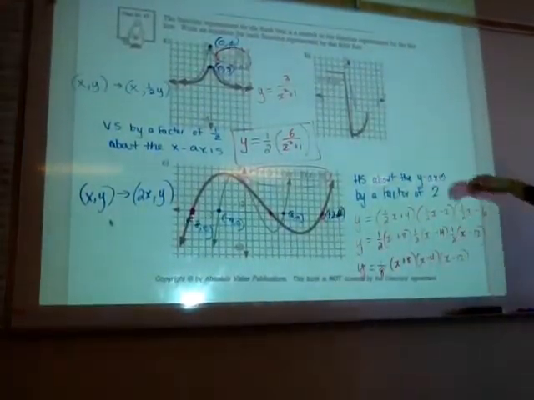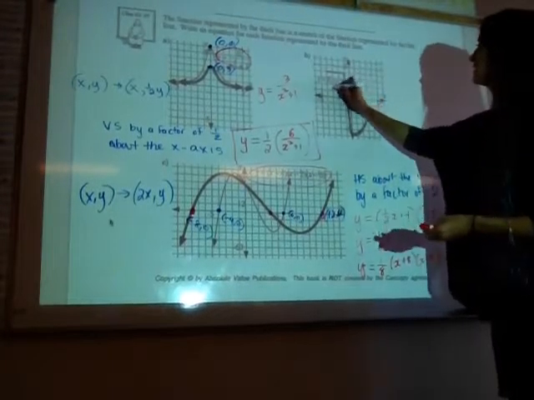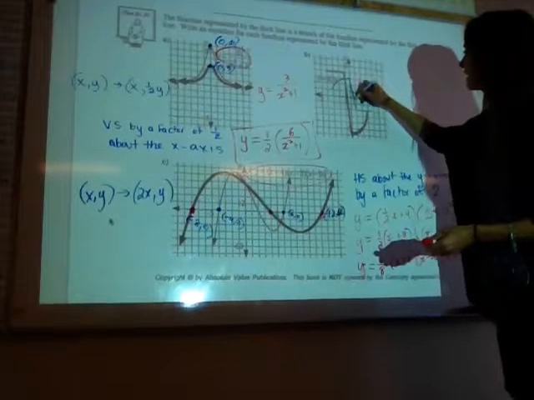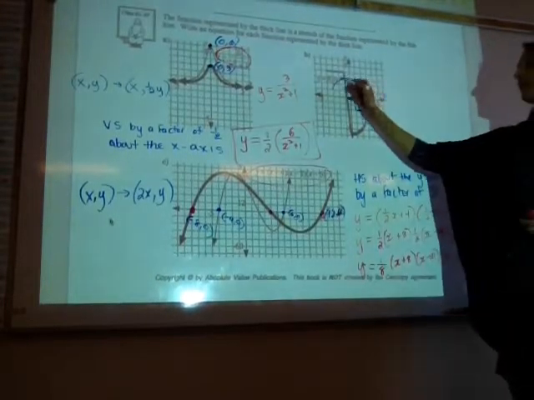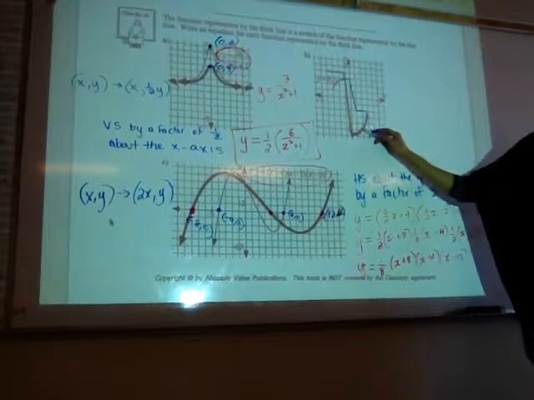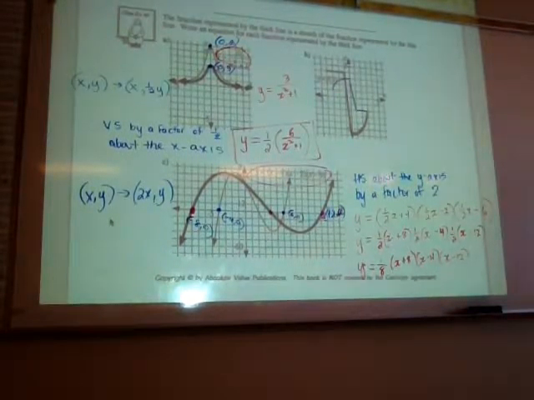Okay, lastly we have b. So this one's tricky because if we take a look at the original function, okay, look at the curve. Now it's all the way over here. So if the curve has changed direction, what kind of transformation do you think we've had?